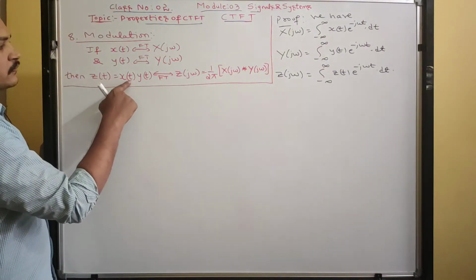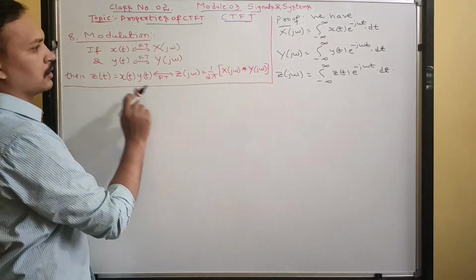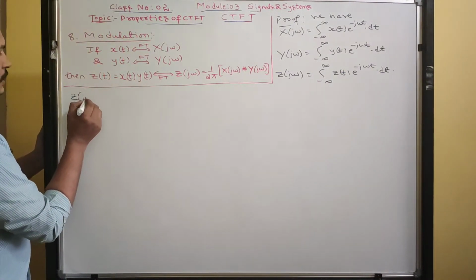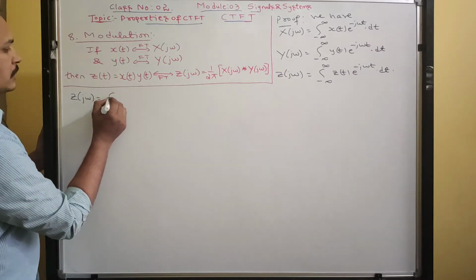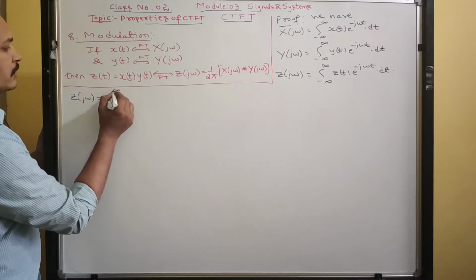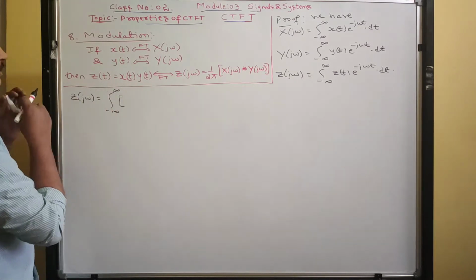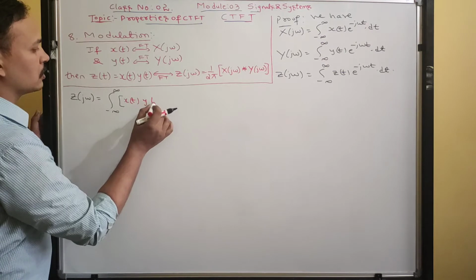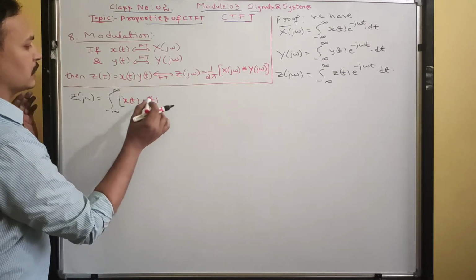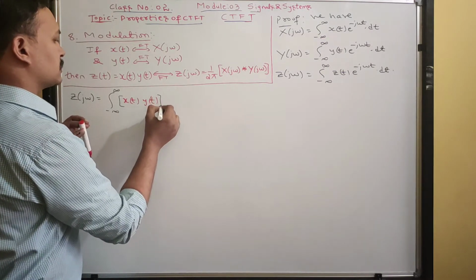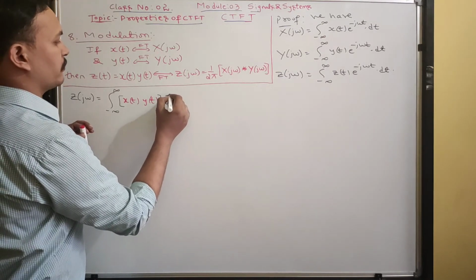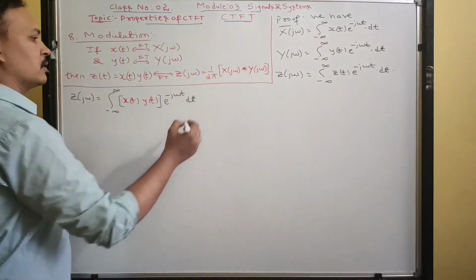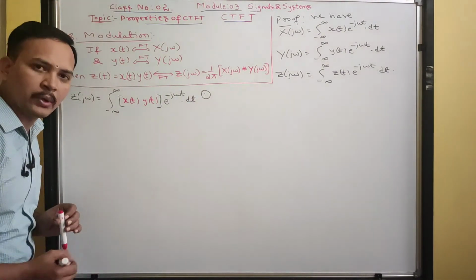Now what is z of t? Now substitute z of t in this equation. So z of j omega equals integral minus infinity to infinity. What is z of t? It is x of t into y of t. So x of t into y of t, that is z of t, into e to the power of minus j omega t into dt. Okay, take this as equation number 1.